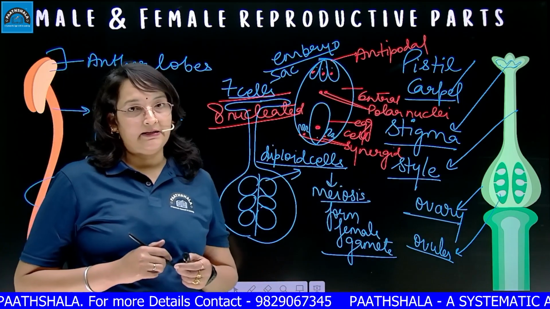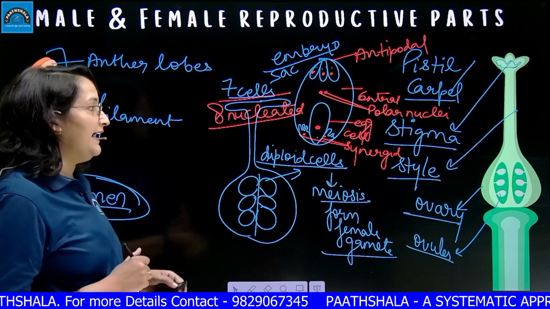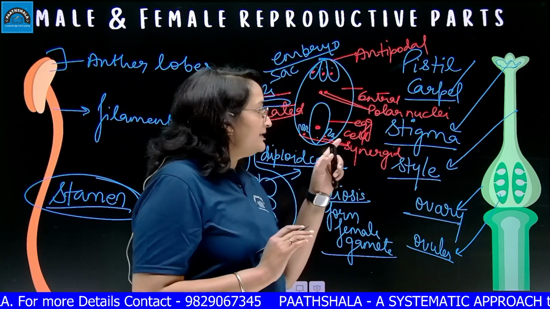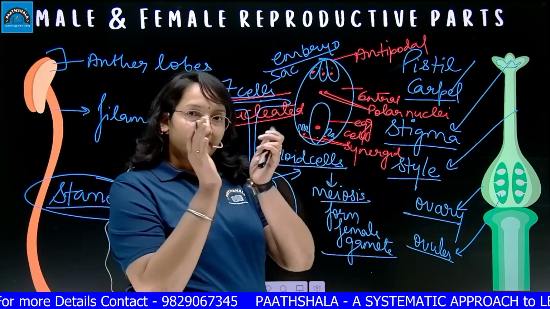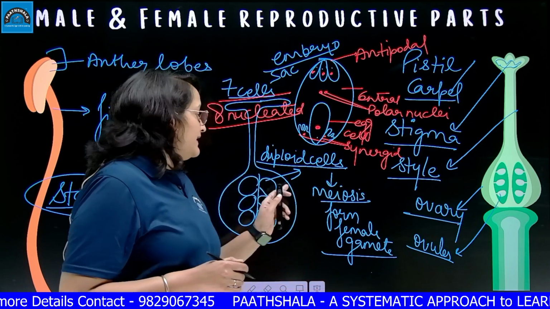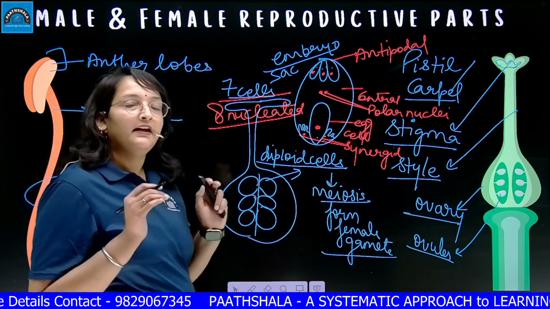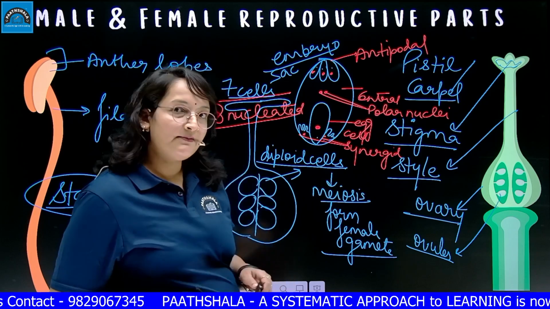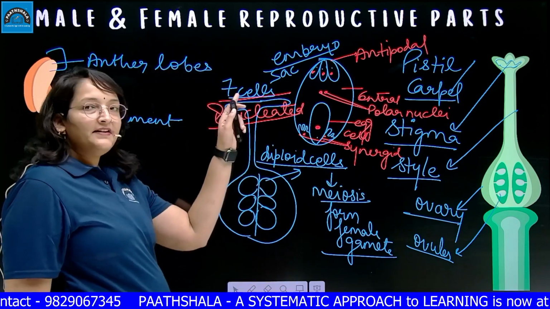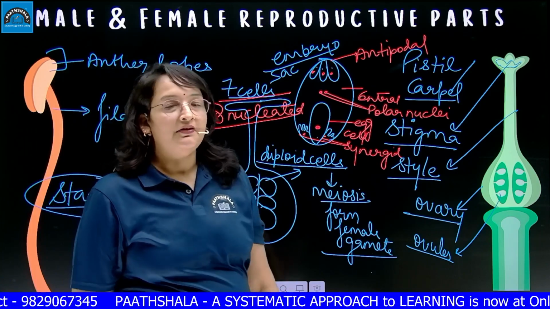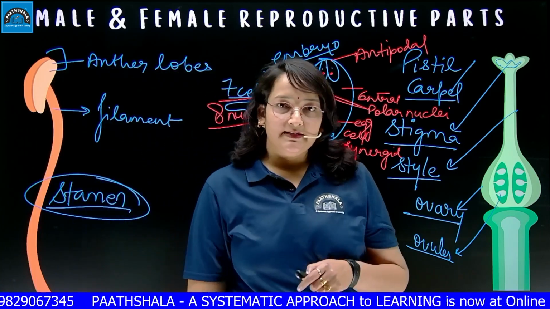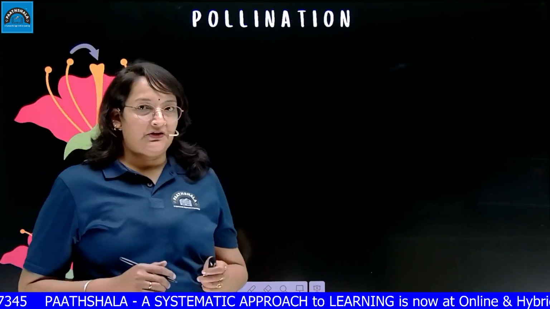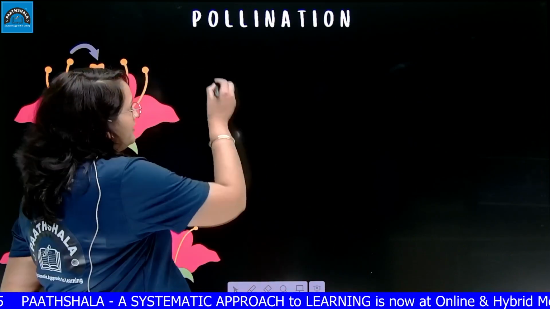To understand the concept, we have to understand that the male reproductive part is the stamen, and the female reproductive part is the pistil. In the pistil, the swollen base is called the ovary. Inside the ovary, there are ovules. In the ovule, after meiosis, an embryo sac-like structure develops. In each embryo sac, there are 7 cells and 8 nuclei. Right? Is this clear?